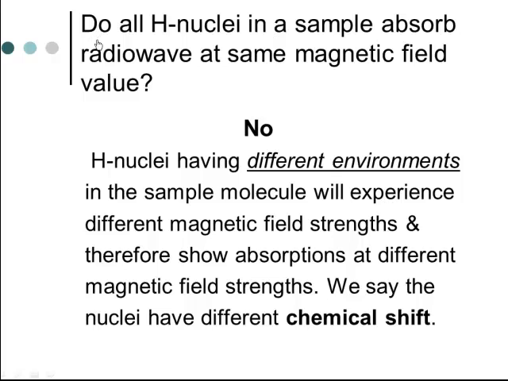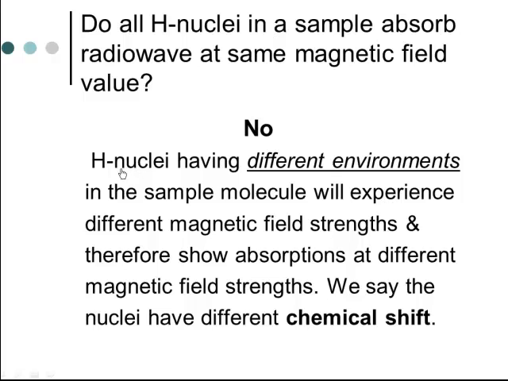The next question that we face is, do all hydrogen nuclei in a sample or in a given molecule absorb radio waves at the same magnetic value? So as I told you all, we keep varying the magnetic field and bombard the molecule with a constant frequency radio wave. So the answer is a big no, but how? So basically, hydrogen nuclei absorb radiations depending on their chemical environment. Different hydrogen nuclei having different chemical environments absorb radio waves at different magnetic fields.